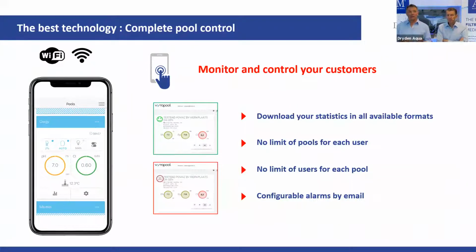So for the end user, it's more on the mobile where he can check his values, where he can get an alarm. And for you as a pool builder, it's probably more on your computer where you have all your customers with the different values. And in the morning, you see who is smiling. Okay, I don't have to worry about these. Who is not smiling, who is crying. Let's have a look what's wrong.